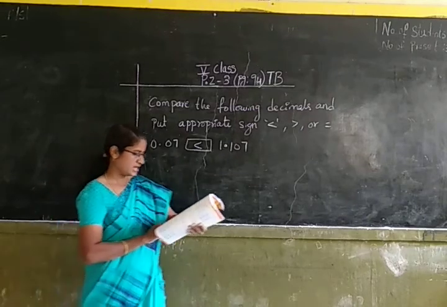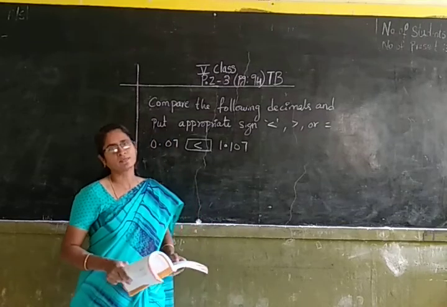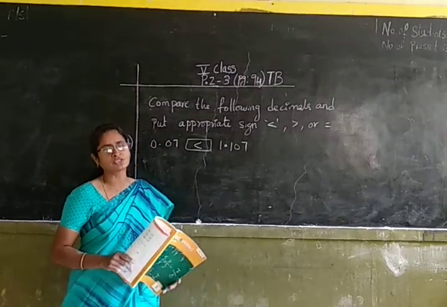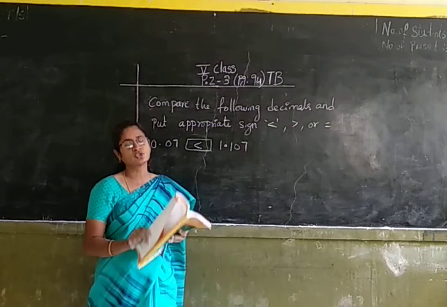Okay children, I have done one sum. You do the B, C and D sums for homework because already I have explained some examples. So you all do the B, C and D sums in practice zone 3 for homework.